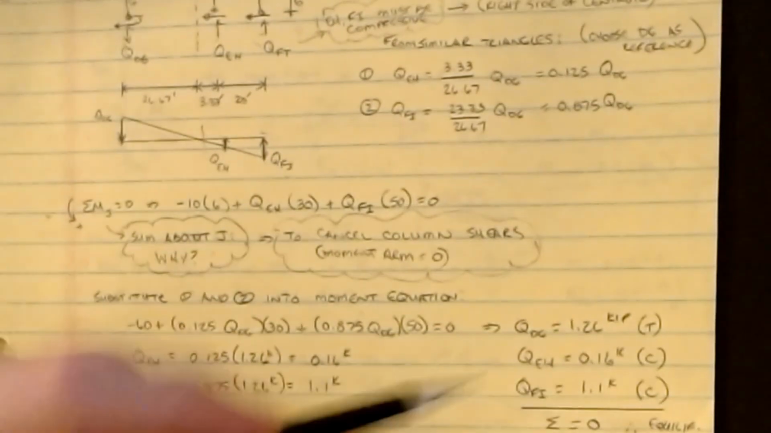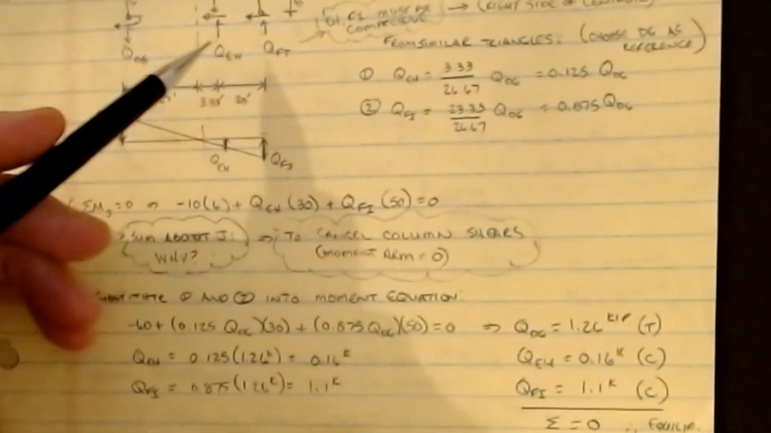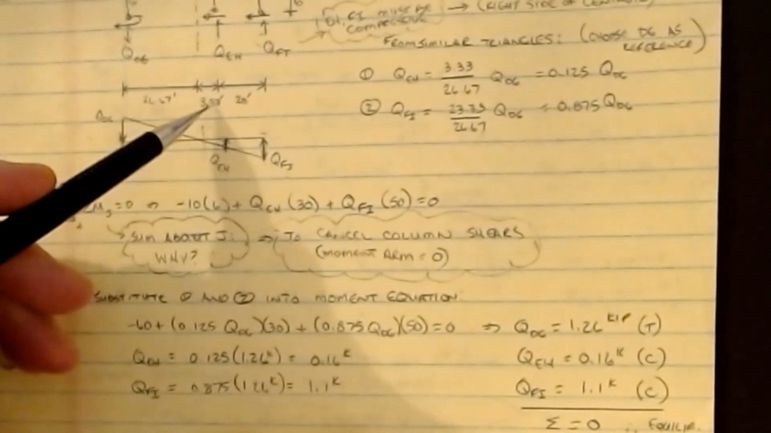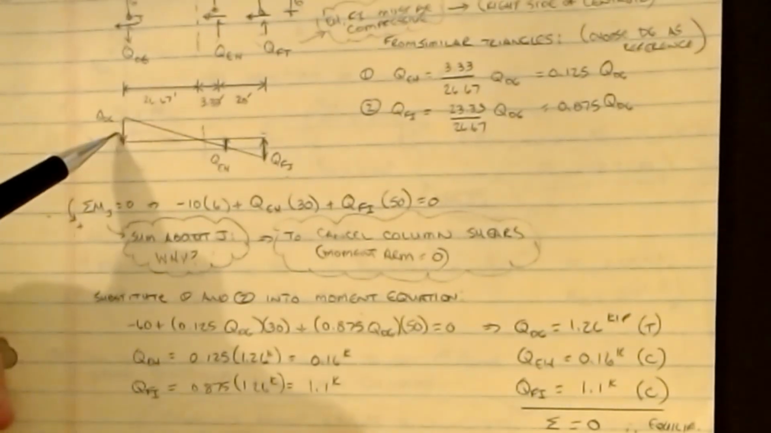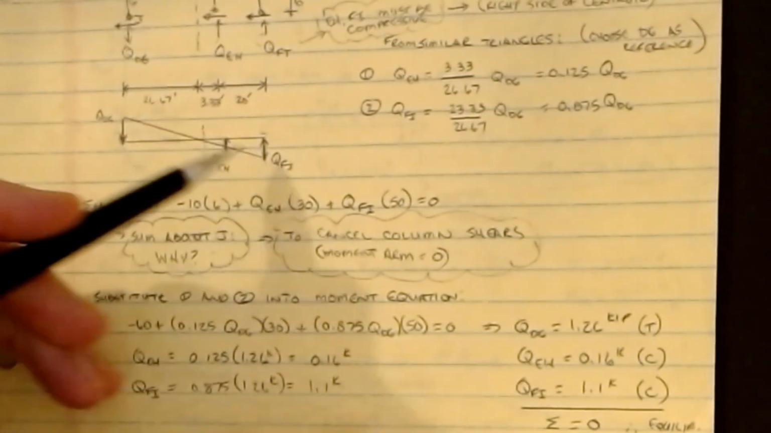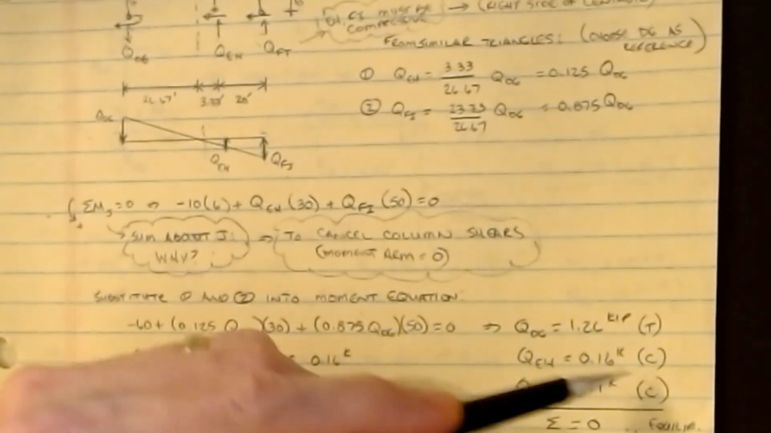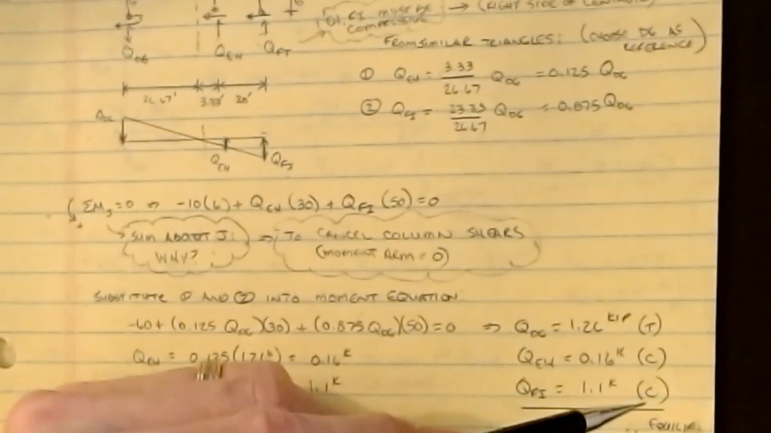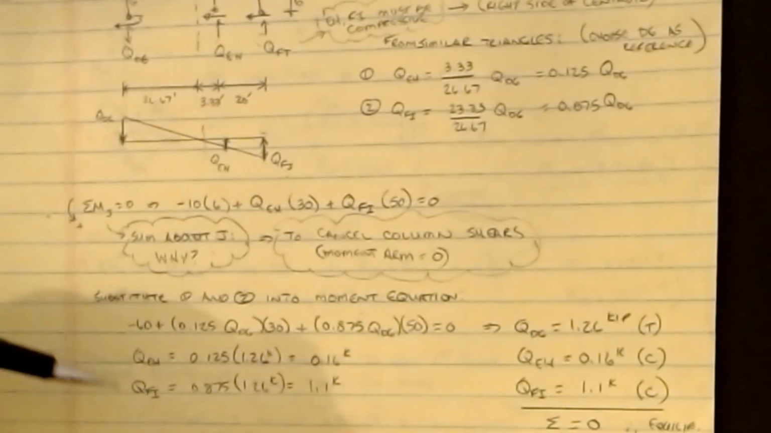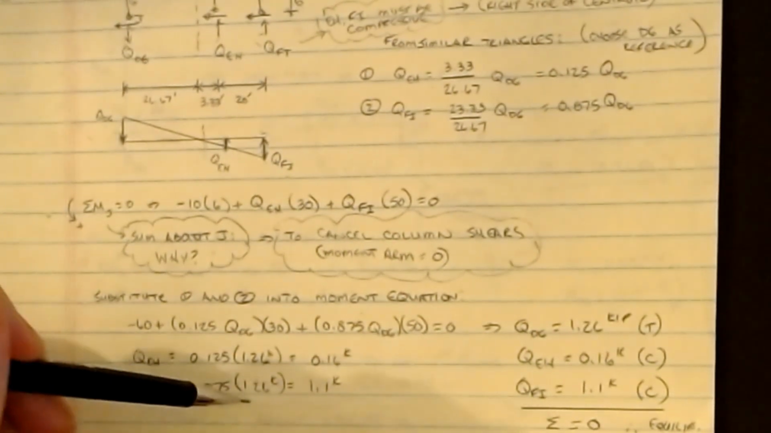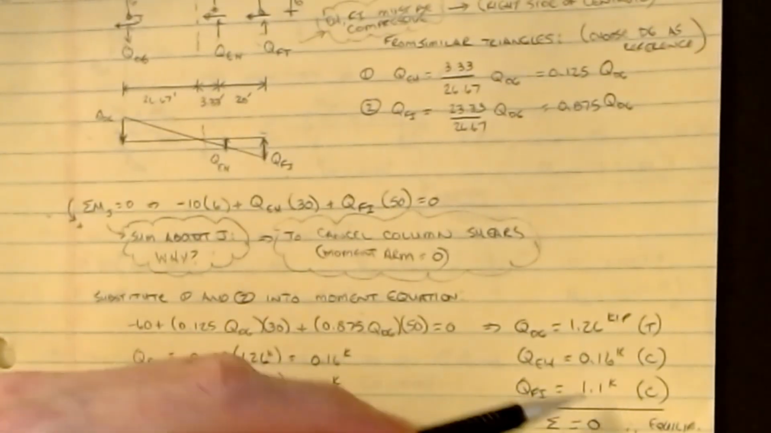All right, and so then my QEH is 0.16, and it was to the right. It's got the opposite sign, as we saw from this. So if this is tension, and this one is compression, as well as this one. So we'll come up with our value, and then I'll manually put the sign on this thing as being compression. And then do the same thing for QFI. It is 0.875 times that QDG value, so it becomes 1.1.